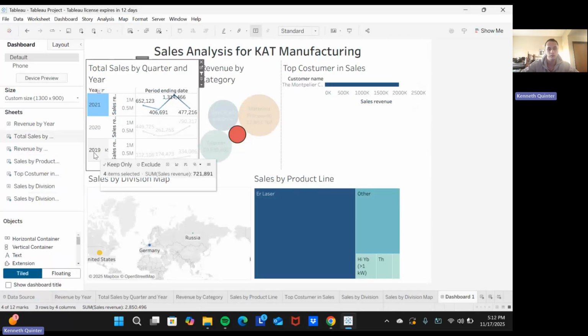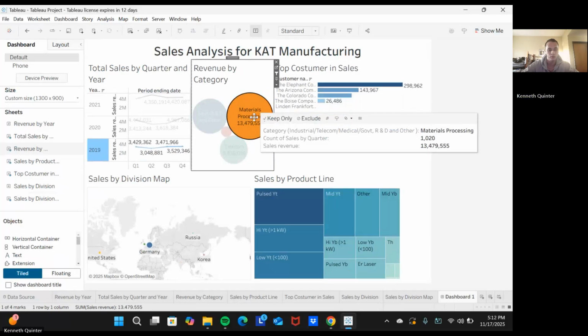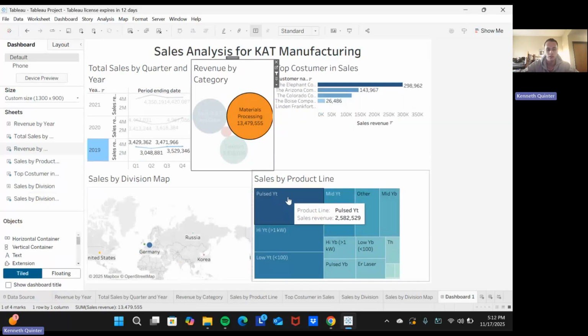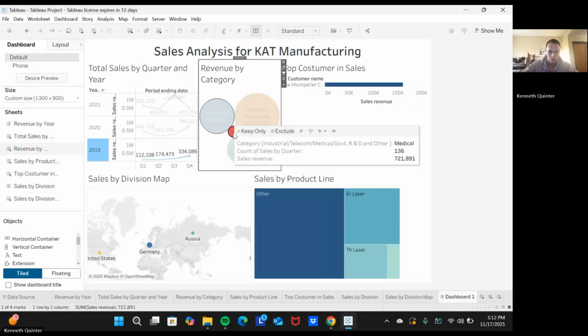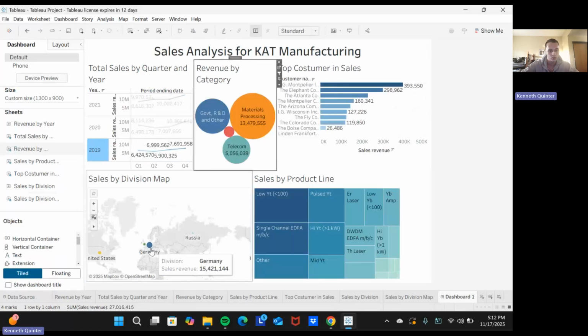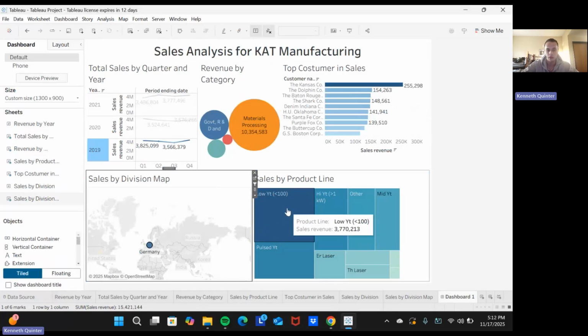Next, in order to find which product line had the highest sales in 2019 under the materials processing category, I click on 2019, I unclick medical, click on materials processing, and I can clearly see that Pulsed YT has the highest sales revenue because it is the biggest box. Next, in order to find the top product line for the Germany division of 2019, I keep 2019 clicked, I unclick materials processing, I click on Germany, and I can clearly see that low YT is the top product line because it is the biggest box.